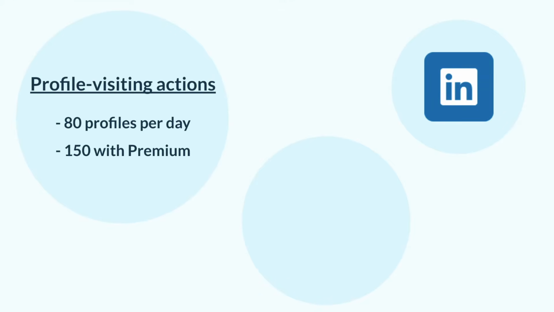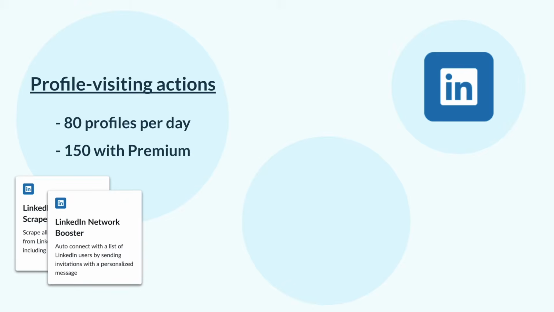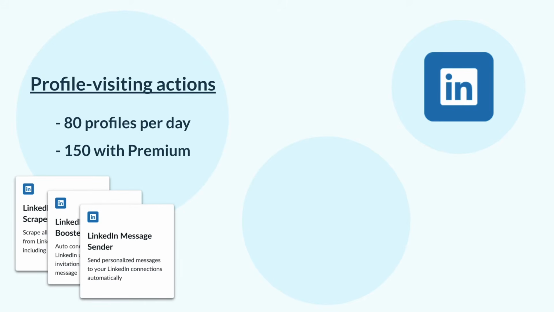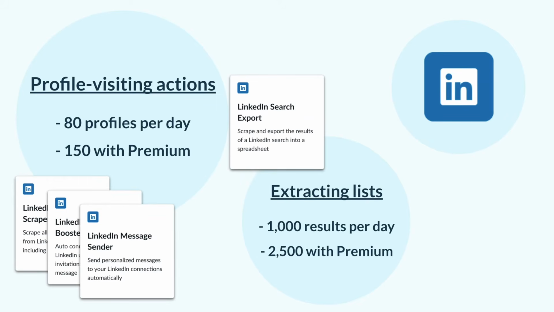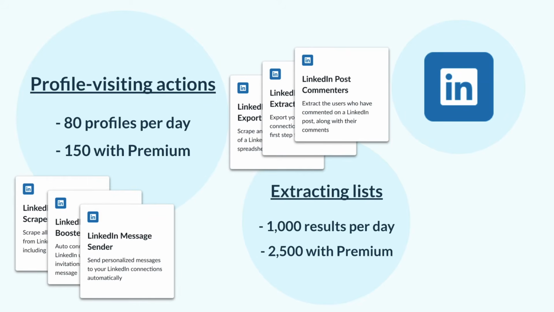Starting with LinkedIn. It really depends on what action you're doing. For example, for a profile visiting action, such as LinkedIn Profile Scraper, LinkedIn Network Booster, or LinkedIn Message Sender, we'd recommend processing a maximum of 80 profiles per day, or 150 if you have a Sales Navigator or other premium account. Otherwise, if you're extracting lists, such as using a LinkedIn Search Export, a LinkedIn Contacts Extractor, or a LinkedIn Post Commenters Phantom, you can do a lot more.